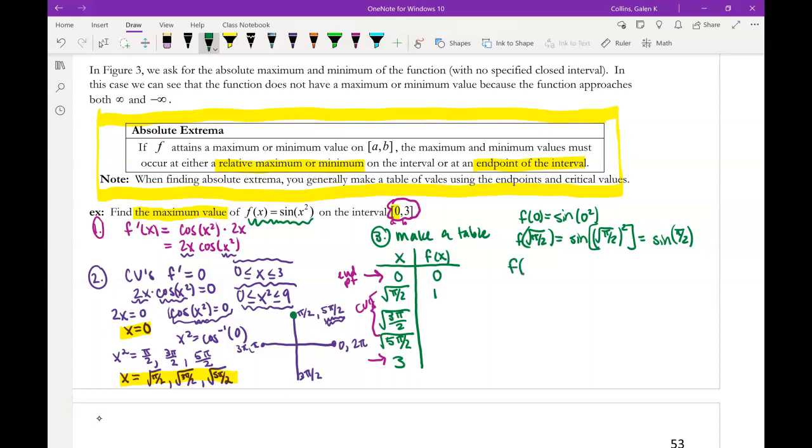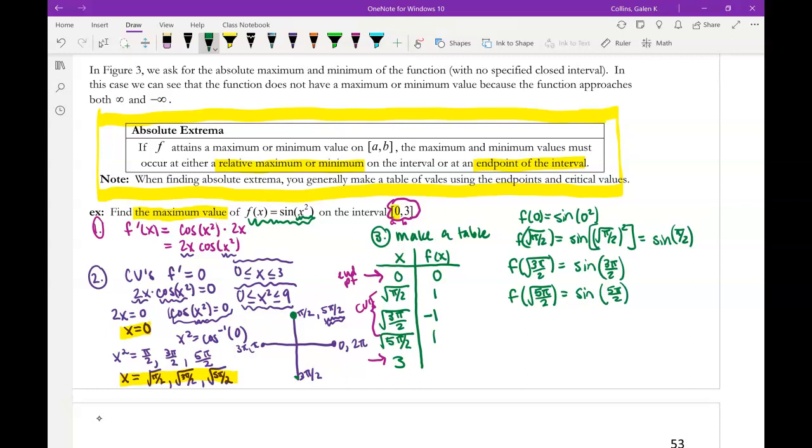So then when I consider the square root of 3 pi over 2, when I plug that into my function, that just becomes the sine of 3 pi over 2, since I'm squaring the square root, because remember my function had x squared in it. So the sine of 3 pi over 2 is negative 1. And then lastly, when I find the function value of the square root of 5 pi over 2, I just plug that into my function. That becomes the sine of 5 pi over 2, since I'm squaring the square root. That's going to give me another positive 1.